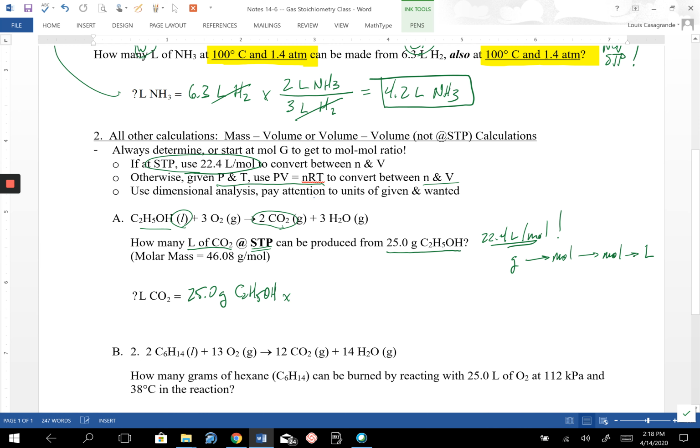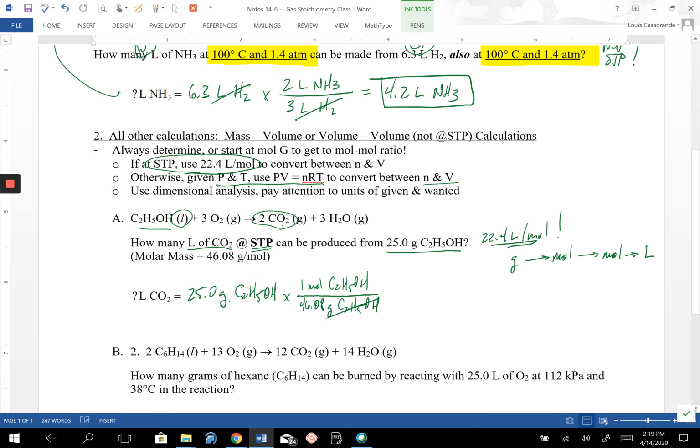First, from grams to moles is just like we've done since October when we did moles. Grams to moles is the molar mass. So I'll spot you the molar mass. 1 mole of ethanol is 46.08 grams of ethanol.